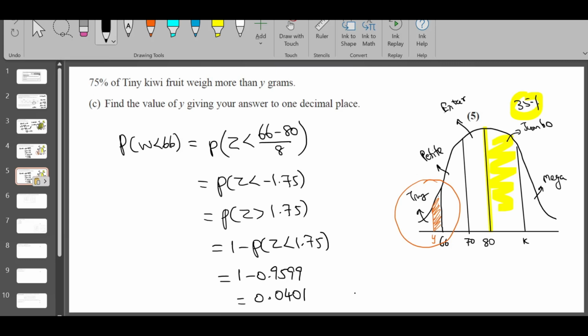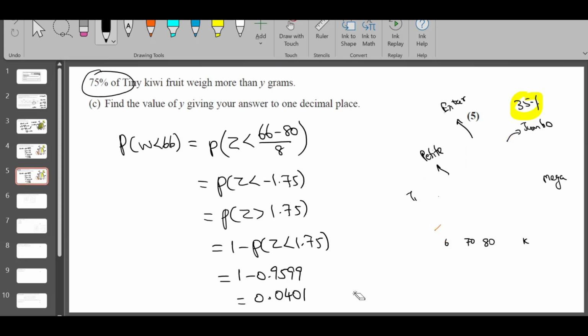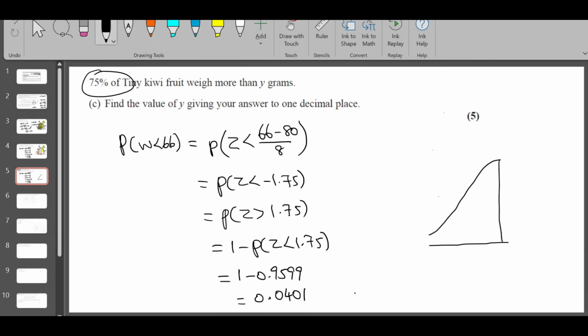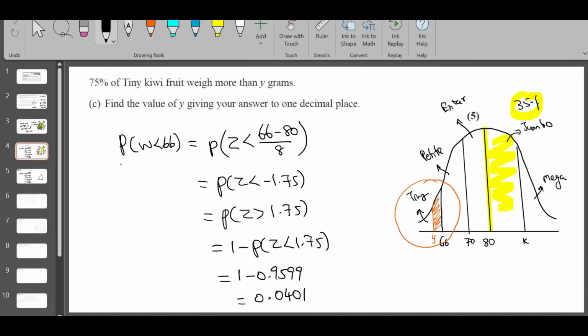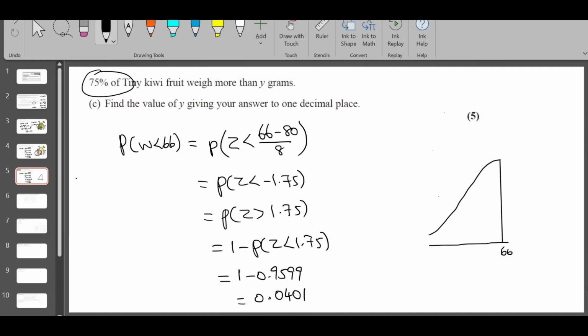Find how we are going to find the value of y. What is this 75%? So you need to pay attention closely. So I'll just draw a bigger diagram here, taking only the tiny part. 66 is here. I'm not taking the whole diagram. I'm taking only this part. So here this area is 0.0401. That's what we calculated, right? 0.0401.